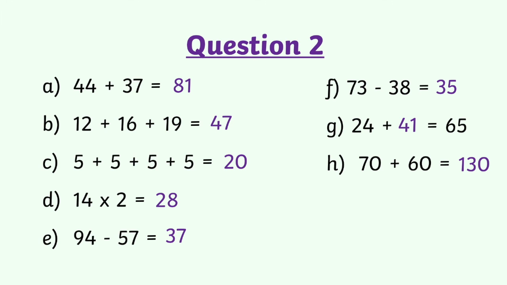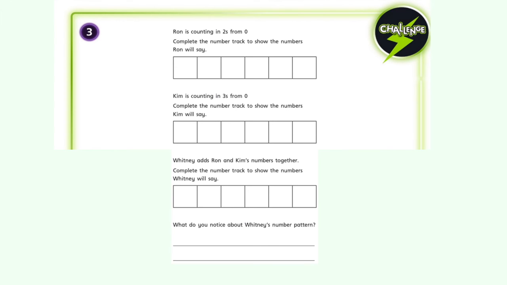Time for today's challenge. Ron is counting in twos from 0. The first part is then to complete the number track to show the numbers Ron will say. So starting on 0, counting up in twos. Kim is counting in threes from 0. So same thing again, start on 0, write in the numbers that Kim will say.